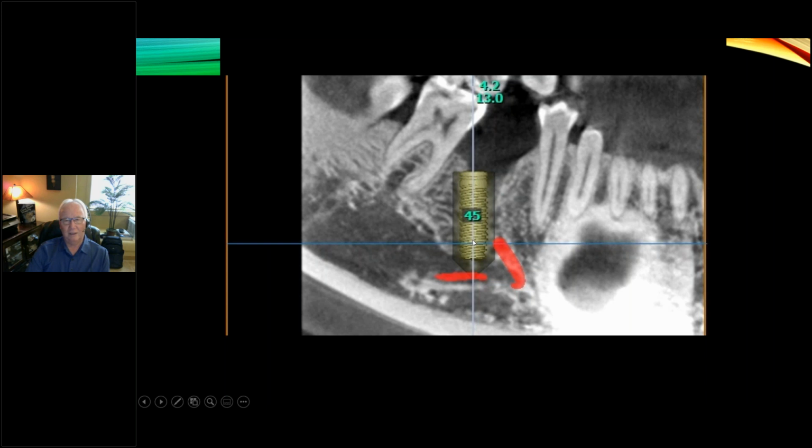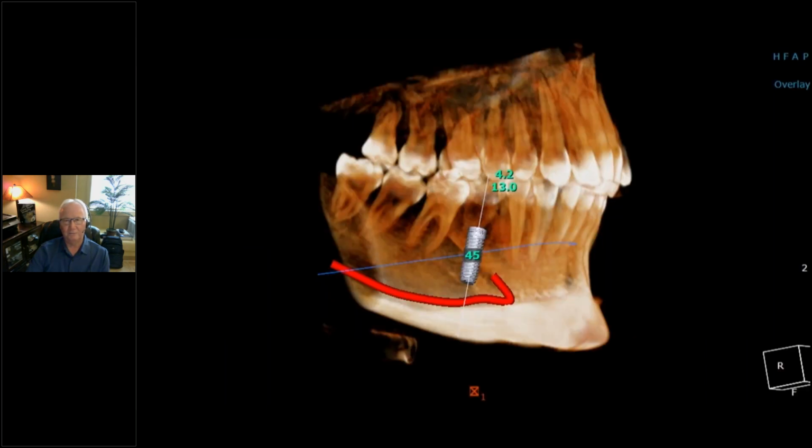Most implant programs will allow you to assess 360 degrees around. If it doesn't come out properly, I always do this one as a demo in my lectures. I can take this and rotate it in real time and put it in the proper orientation. And because the database is relational, it shows it properly in all other planes of section and 3D reconstructed views. So the implant planning is pretty simple to do.